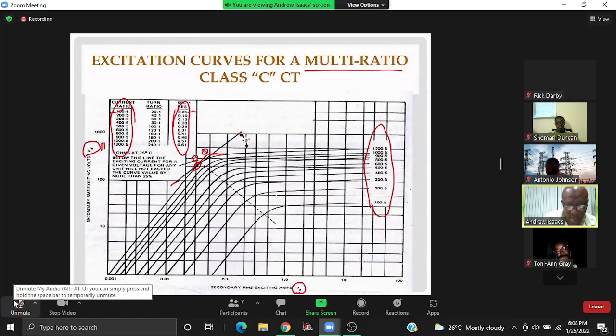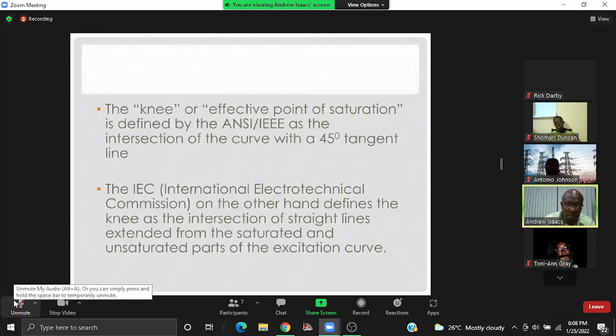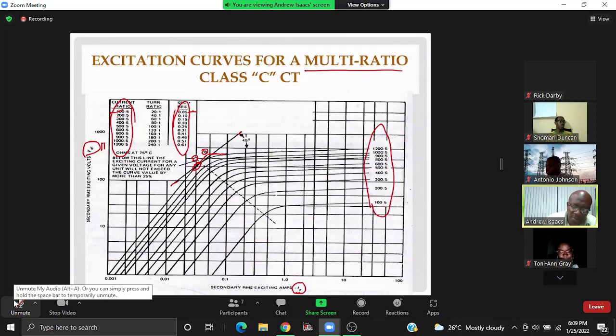All right? Okay, folks? So I've told you everything I need to tell you about these curves. And you're going to be using them going forward. So now we're going to make two definitions which you need to know and need to remember. So the first one is for your ANSI IEEE knee point. To get the ANSI IEEE, you have this 45 degree line.